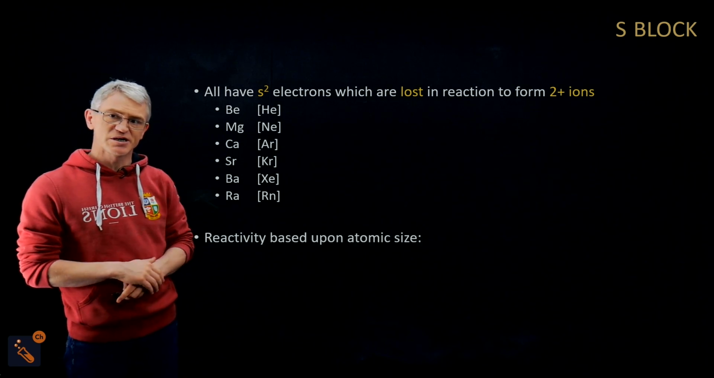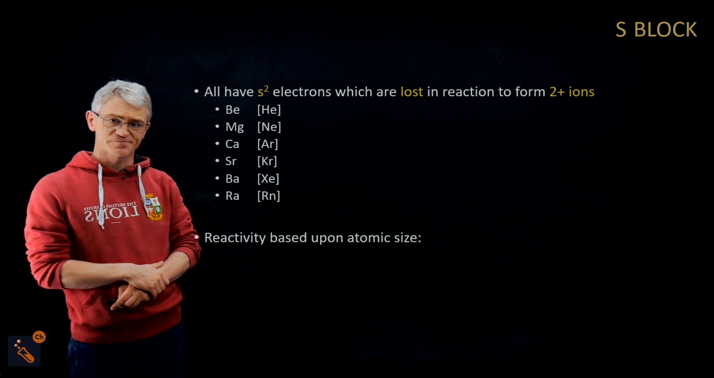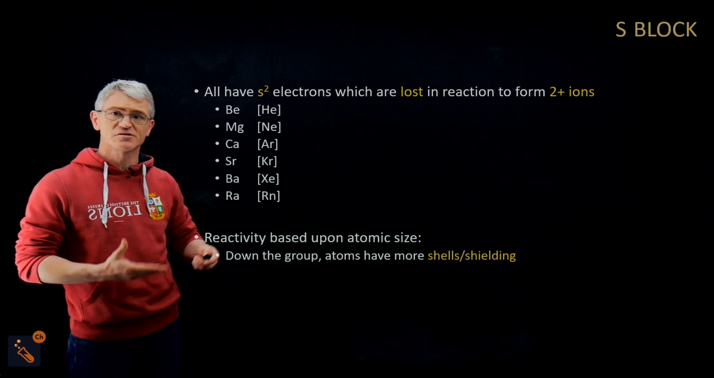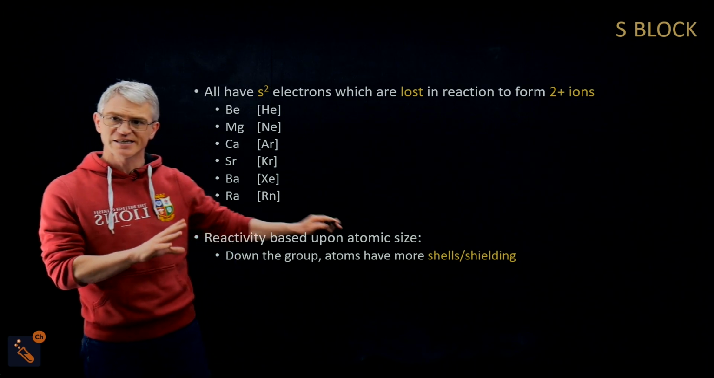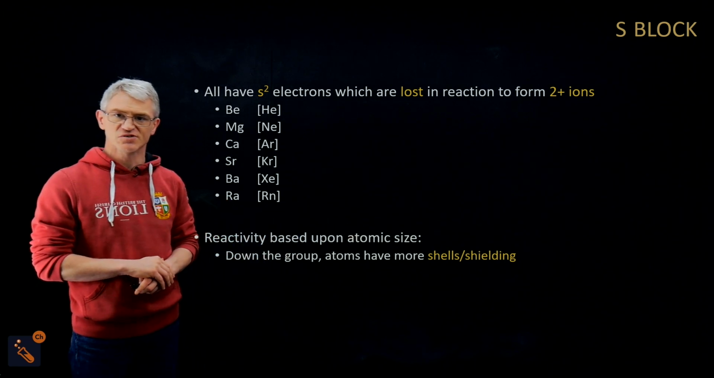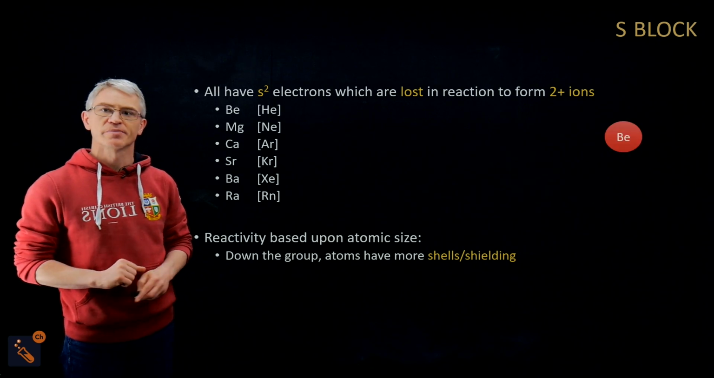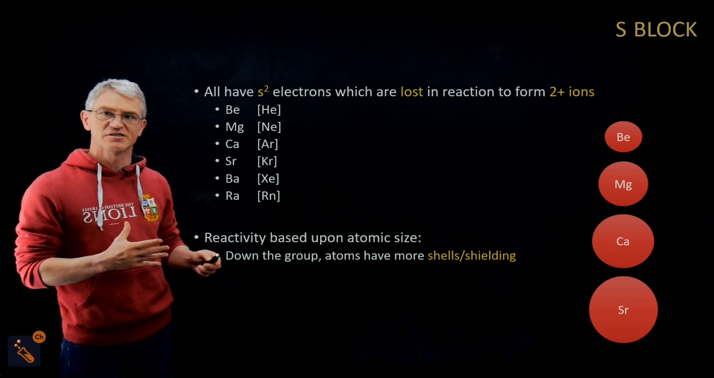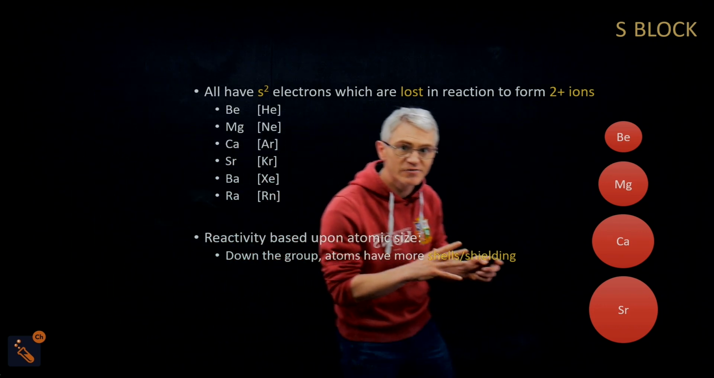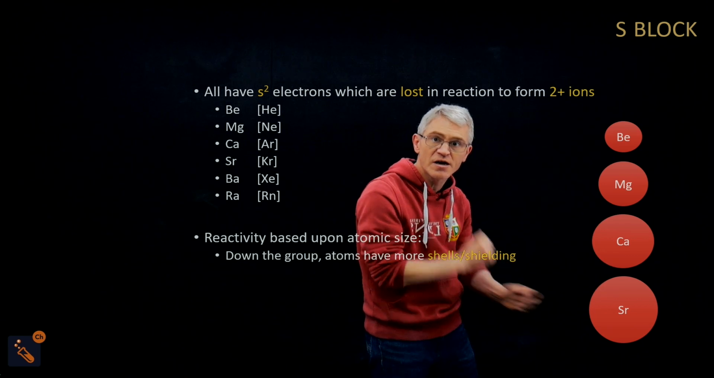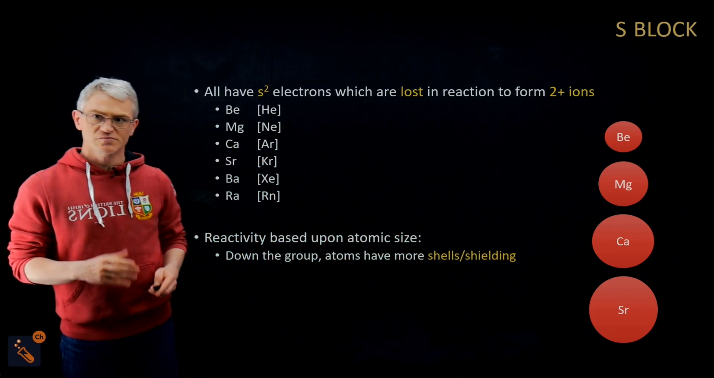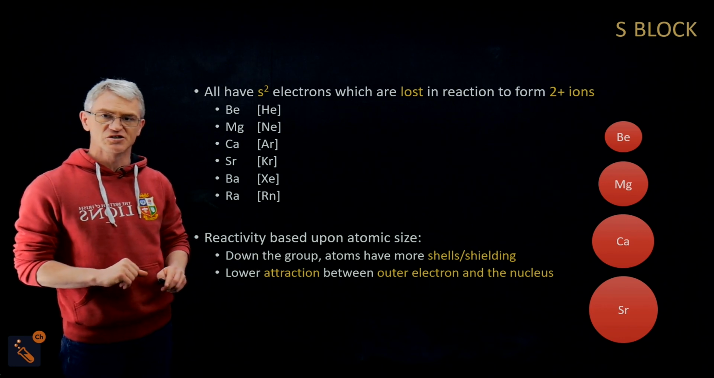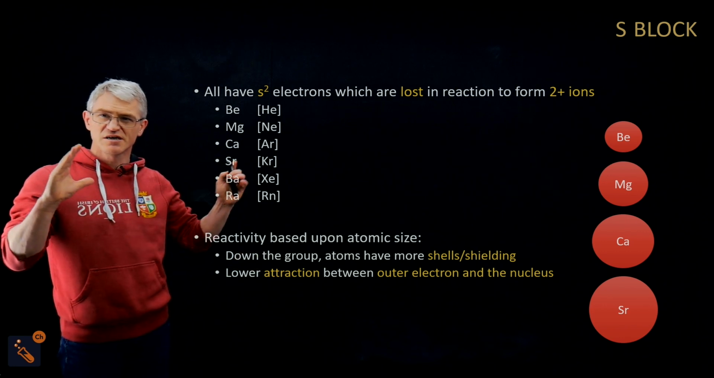So the reactivity is based upon atomic size. That means down the group they have more shells. Because they have more shells, there is more shielding, although the word shielding doesn't really get used too much in A-levels anymore. It's more of a GCSE word. You can see here, in my pictures, it's getting bigger as it goes down. As we go down, there's a lower attraction between the outer electron and the nucleus, because you've got all those shells in the way.